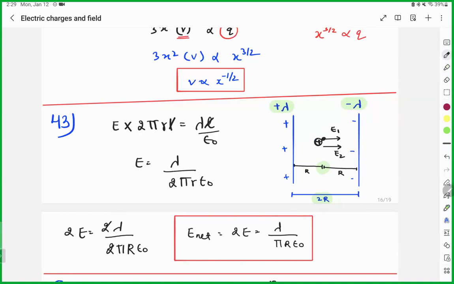Can we say there will be double the electric field at the charge? Because E1 is the electric field due to the plus rod, repelling, and E2 is the electric field due to the minus rod, and both are in the same direction. Can we say the net electric field will be 2E? Yes or no? The net electric field will be 2E. Now you can calculate, considering it like a rod cylinder, 2 pi RL, and the charge is lambda L by epsilon. Understood? Any doubt?